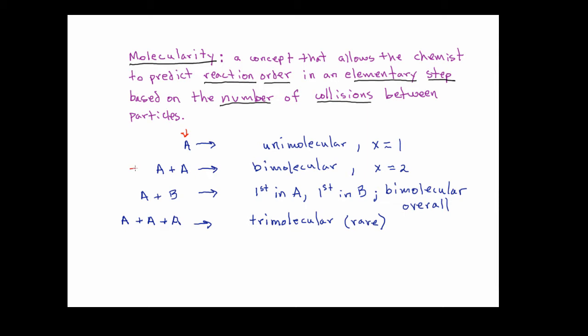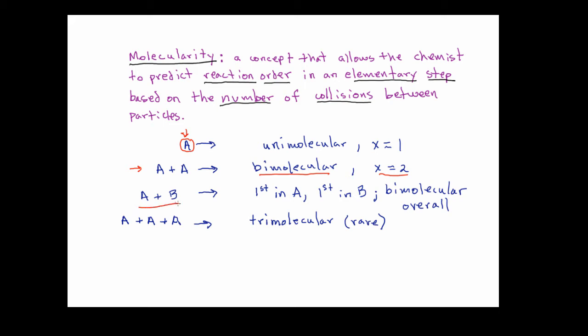So if we focus on the next step down here, you see that there's 2 molecules of A that have to collide in order to react. So we would say this step is bimolecular, and we would establish the order of reaction for this particular kind of elementary step as being X equal to 2 rather than X equal to 1, where the case is that you only have 1 molecule present.